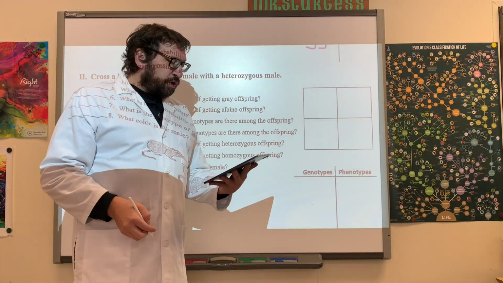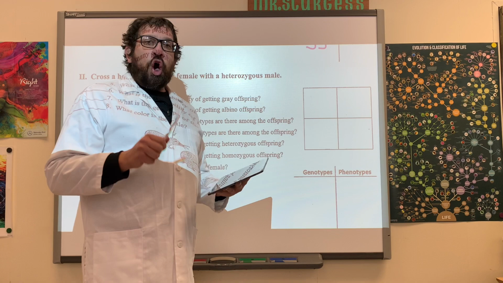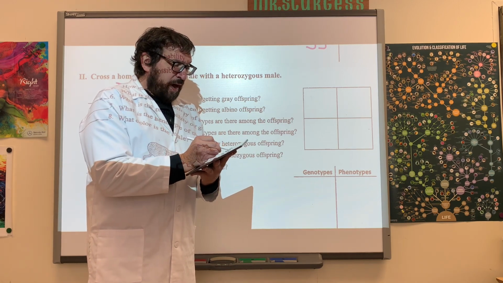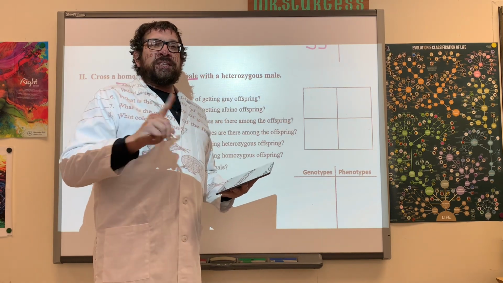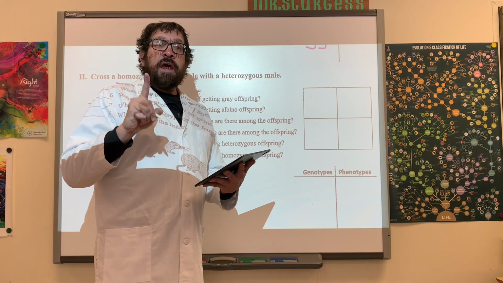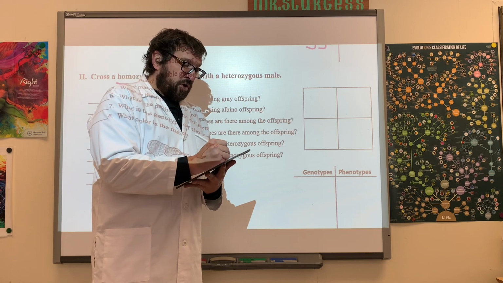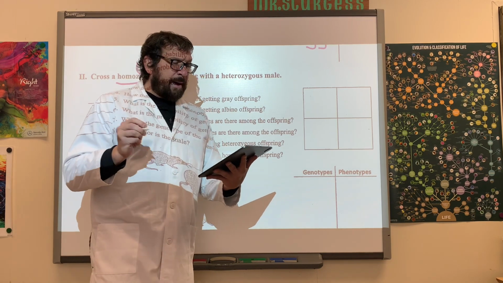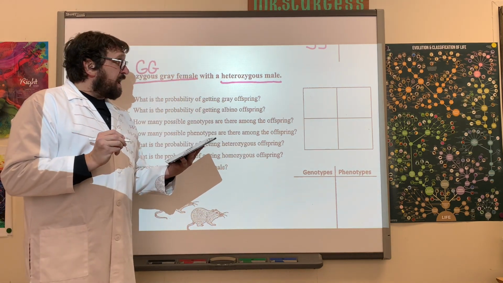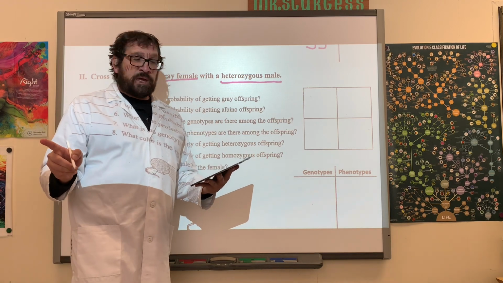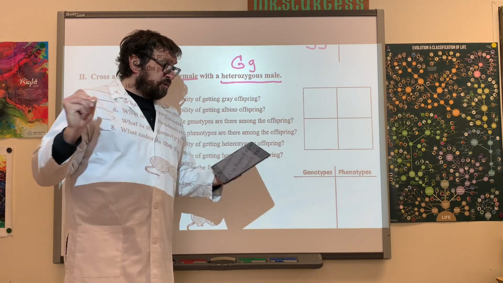Moving on to example 2, and we're going to let you fly a little bit more solo with this one. Cross a homozygous gray female. Let's think about that. Homozygous means the genes have to be the same, and she's gray, so that means dominant. She's going to be capital G, capital G. And then a heterozygous male. Heterozygous means different. He's got to have one of each, so that's got to be capital G, small g.